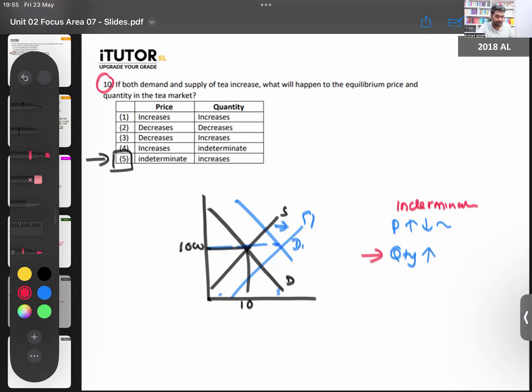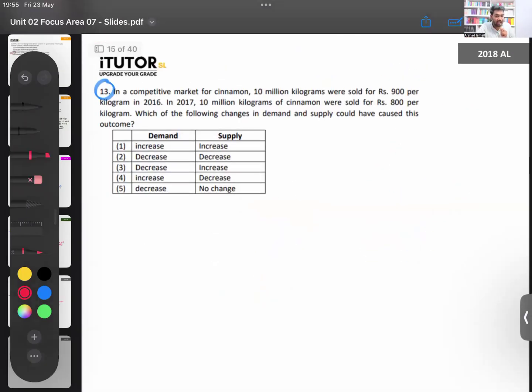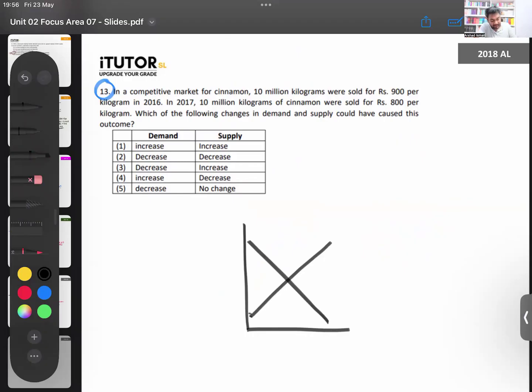Right, then going to 11. In a competitive market for cinnamon, 10 million kilograms were sold at 900 per kilo in 2016. In 2017, 10 million kilos were sold at 800 per kilo. Which of the following would have caused this? Now, I again draw, right? So I will draw a demand and supply diagram. This is my demand curve. This is my supply curve.